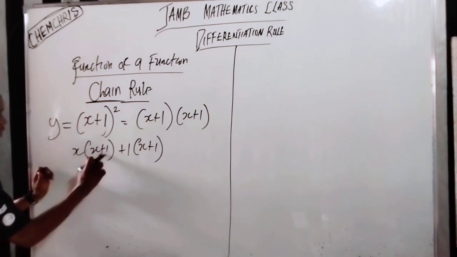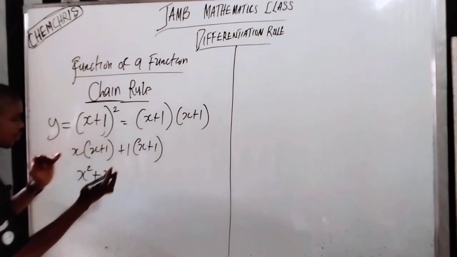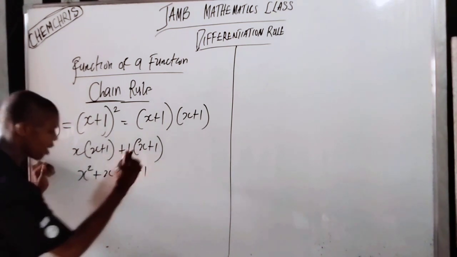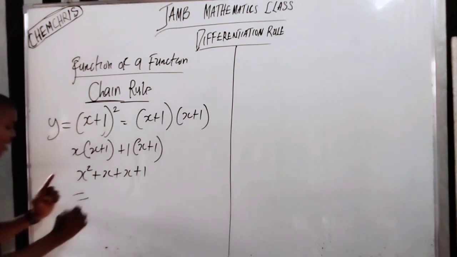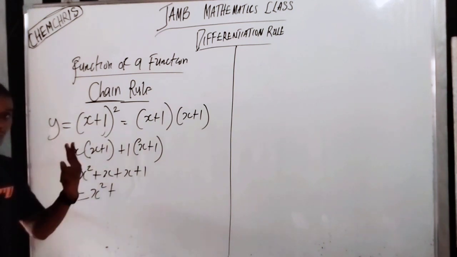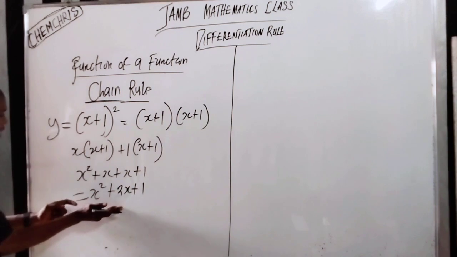Plus x times 1 is x. Then you have done this one here, right? Let's look at this one here. 1 times x is x, plus x, plus 1. Do you see that? So now it's going to be x squared plus x plus x, which is 2x, plus 1. Do you see that?